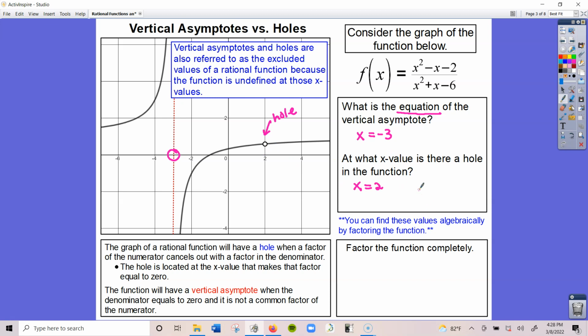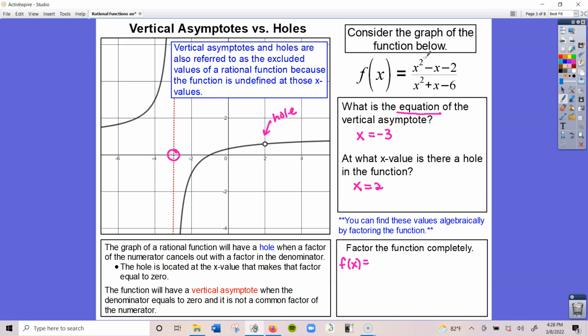Now, how do we find these if we didn't have the graph? Because the whole purpose is to be able to get this information from just the equation, so then you can put it on the graph. How we do that is by factoring the function. So let's look at our function here. We're going to factor the numerator.